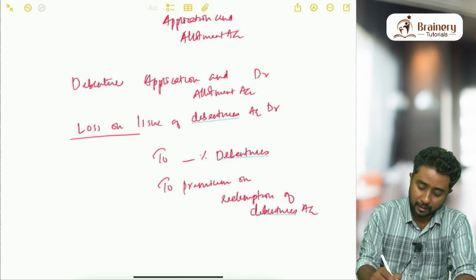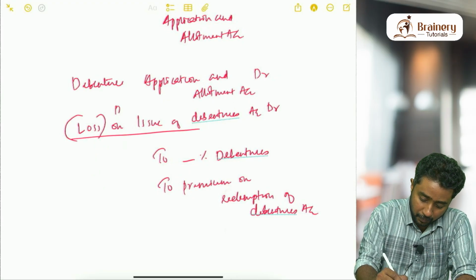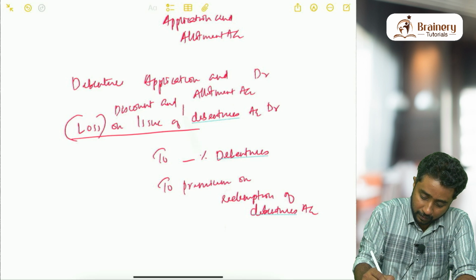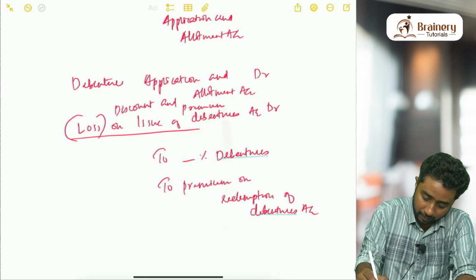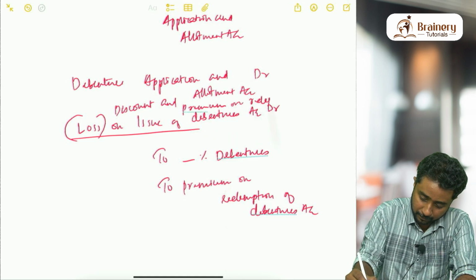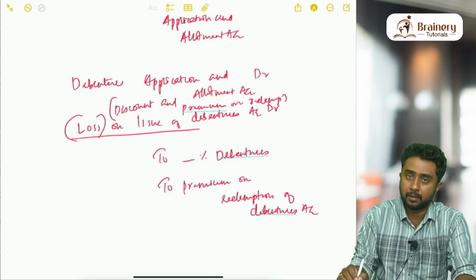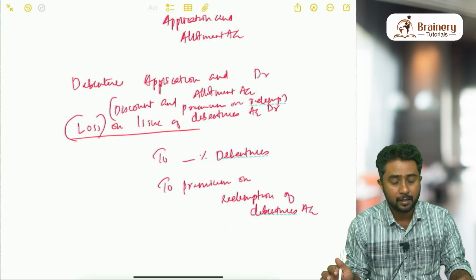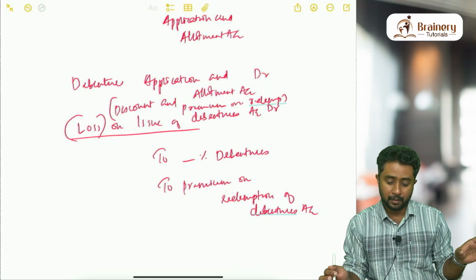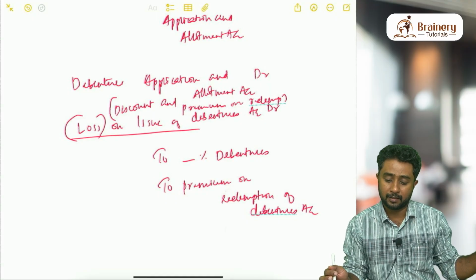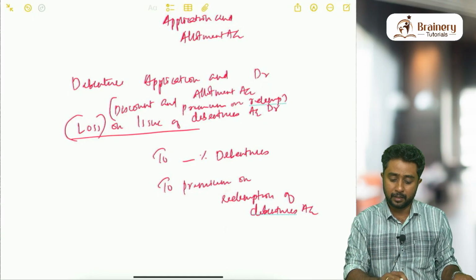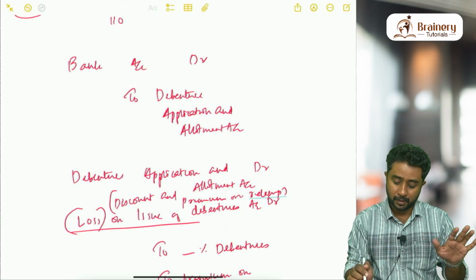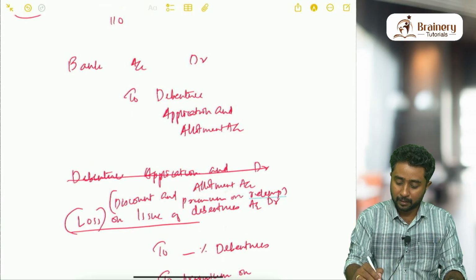In this case, this loss includes both discount and premium on redemption. Okay, if you want to show discount separately, that is also okay. Here generally we will be drawing both in loss, both the discount as well as the premium on redemption. So here in this case, as we are not passing entries like this, what you are supposed to do here is forget about debenture application and allotment account.